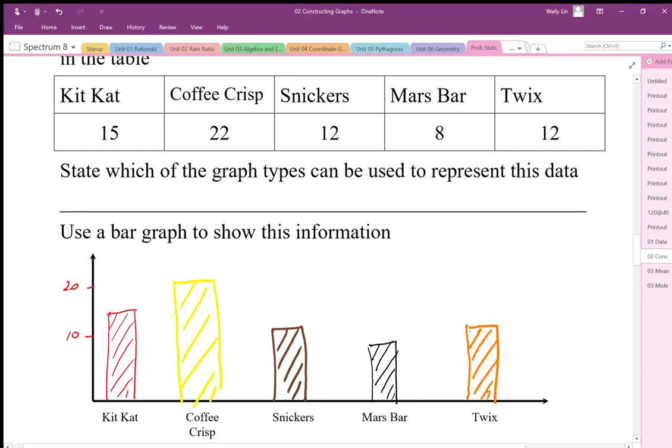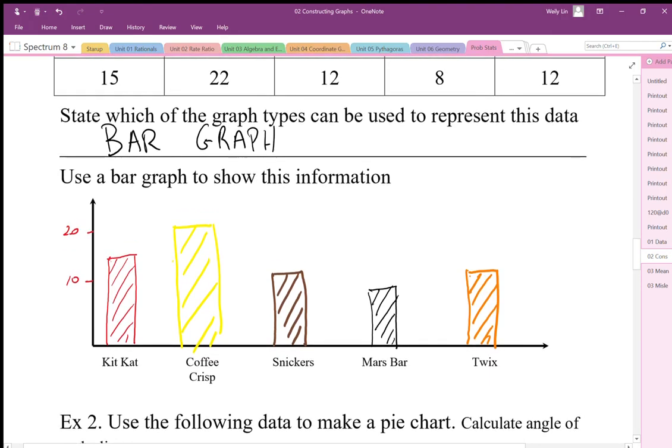And so here's our data represented in a bar graph. So obviously the type of graph that represents this data best is a bar graph. And we can get a good sense of what proportions of chocolate bars we should have in this vending machine.